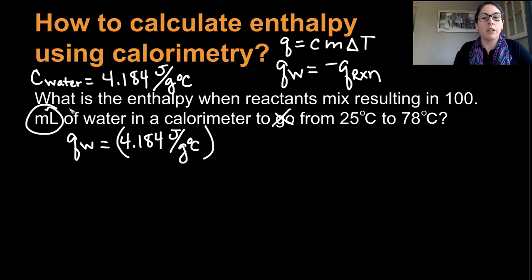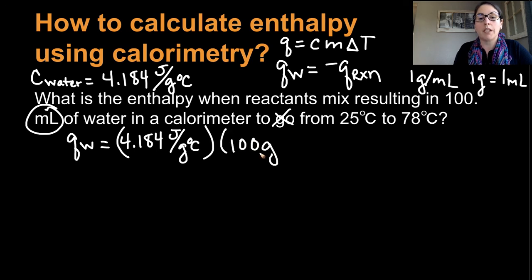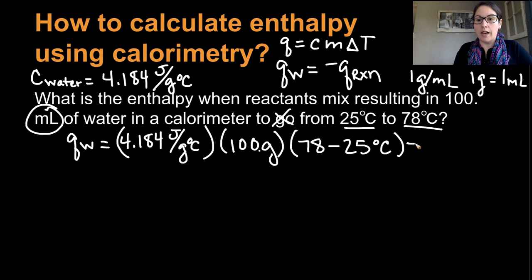Now we see this is in milliliters, but remember, since we have 1 gram per milliliter as the density of water, that means for every 1 gram it would be equal to 1 milliliter. So if we have 100 milliliters, it's going to be 100 grams. So something to keep in mind, we'll put a decimal there so we have 3 sig figs. And then the change in temperature. And so this was our final, this was our initial because we went from this to that, so 78 minus 25 degrees Celsius.